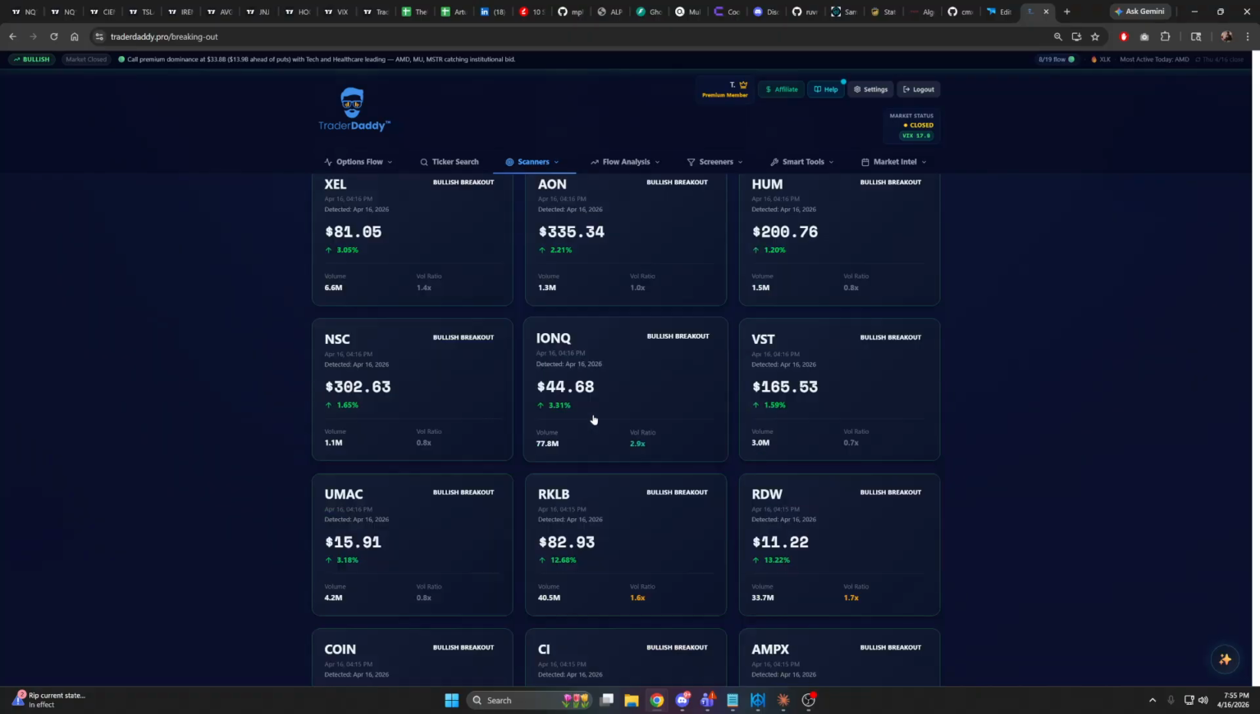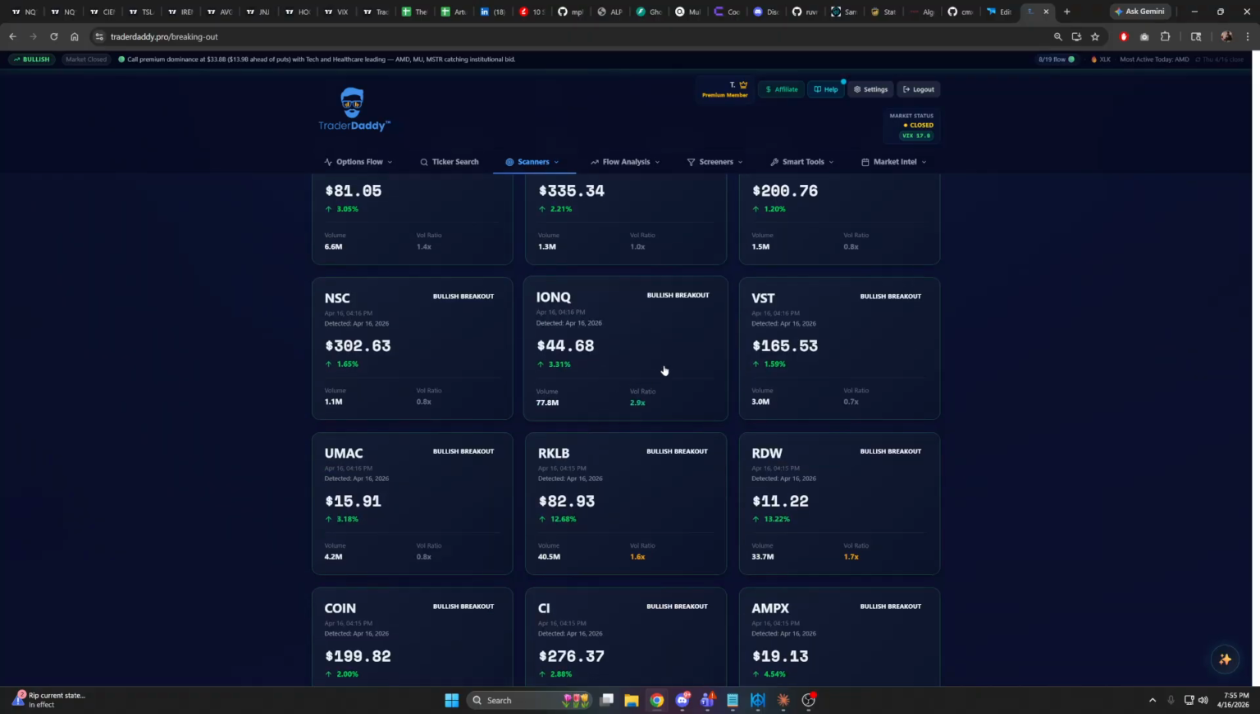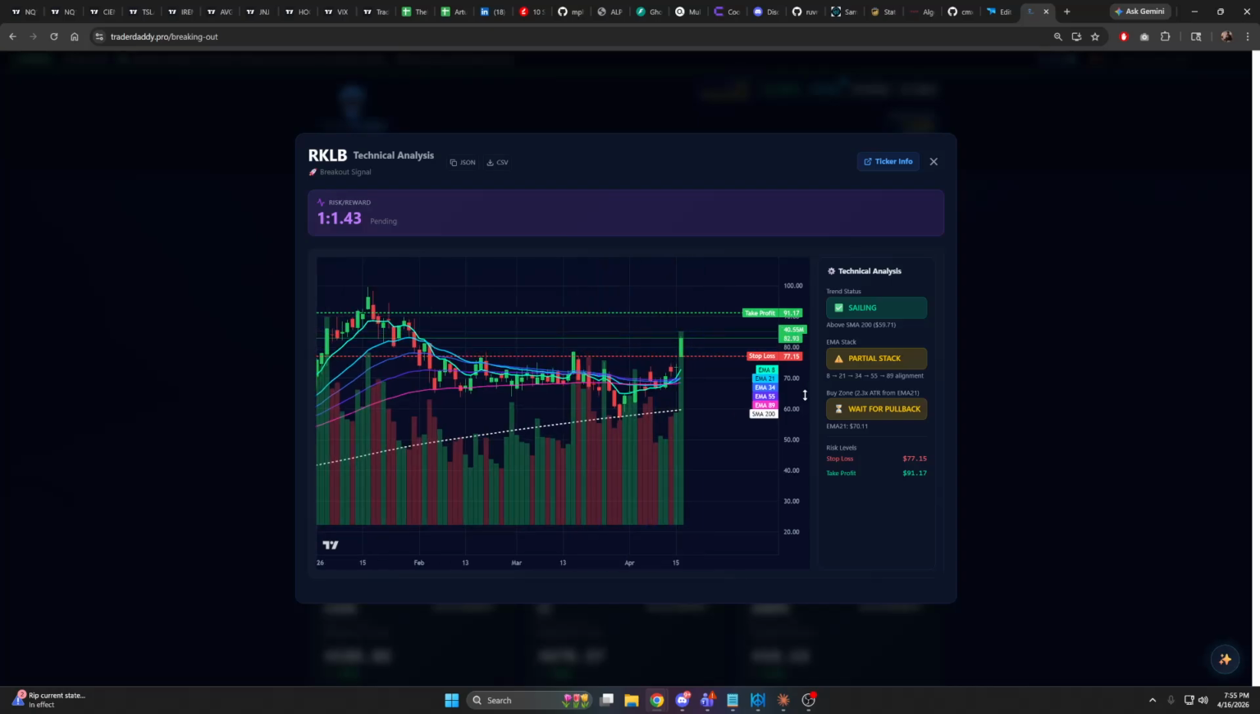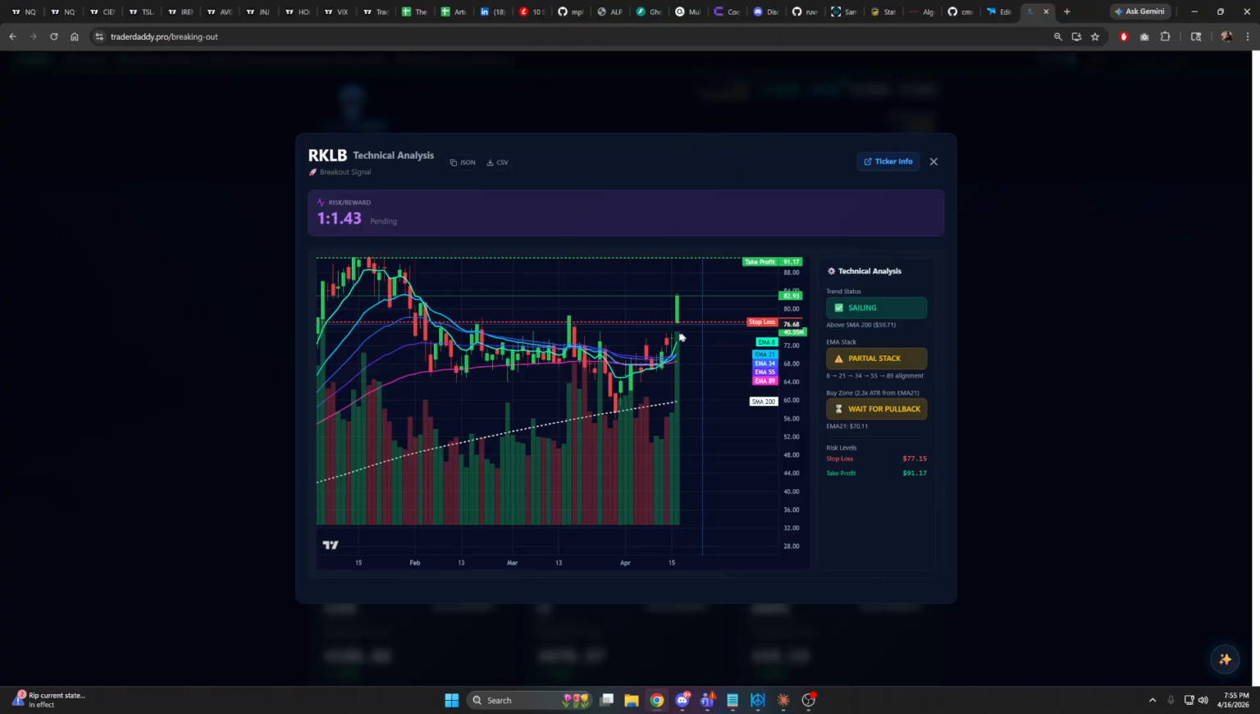And yeah, Terry mentioned, you can click on the signals, it takes you to the screen. So if I click on Rocket Lab, it actually shows you the chart. So you don't even need to go to TradingView.